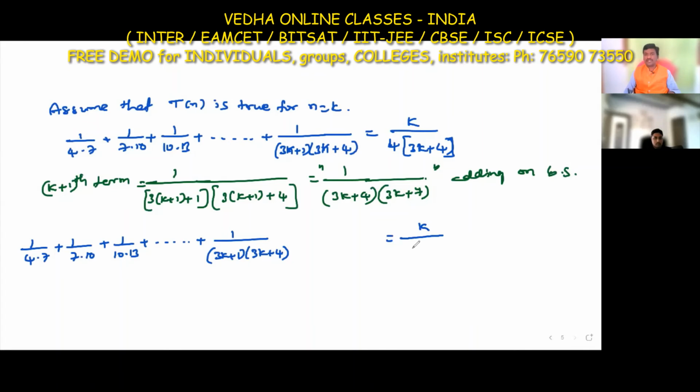k divided by 4 into 3k plus 4. Add on the left side 1 divided by 3k plus 4 into 3k plus 7. Even on the right side also I am adding 1 divided by 3k plus 4 into 3k plus 7.